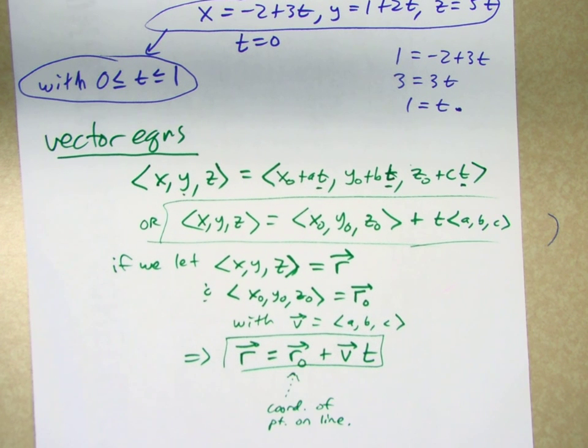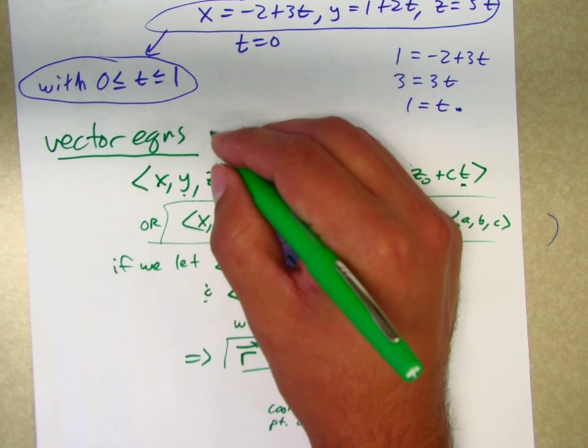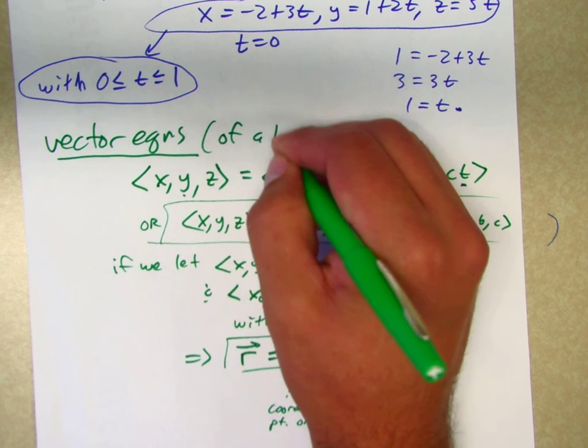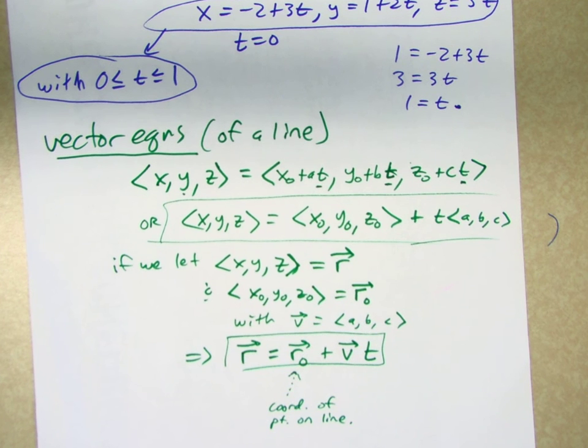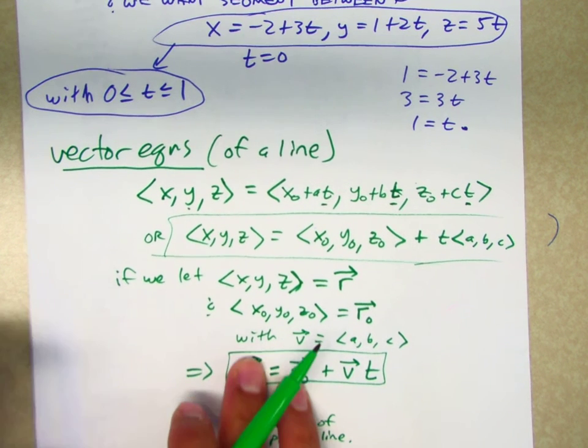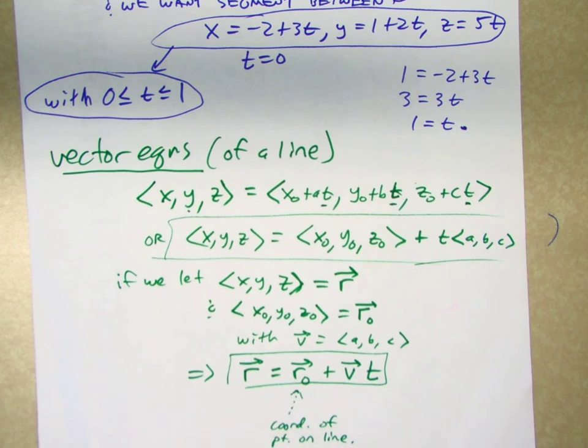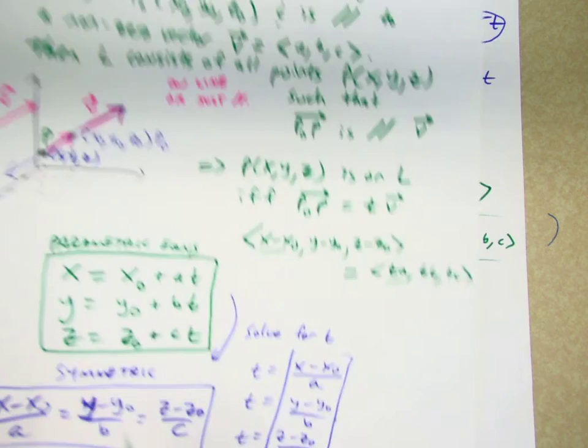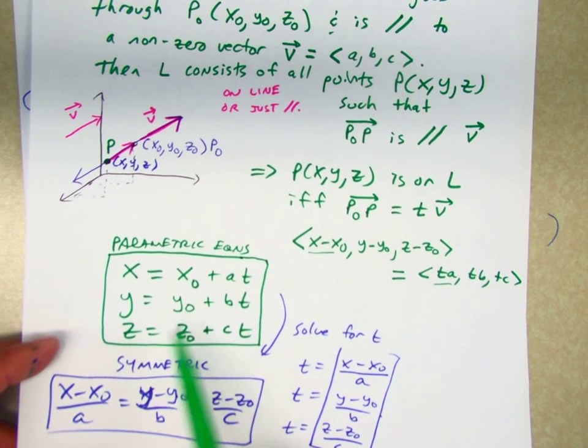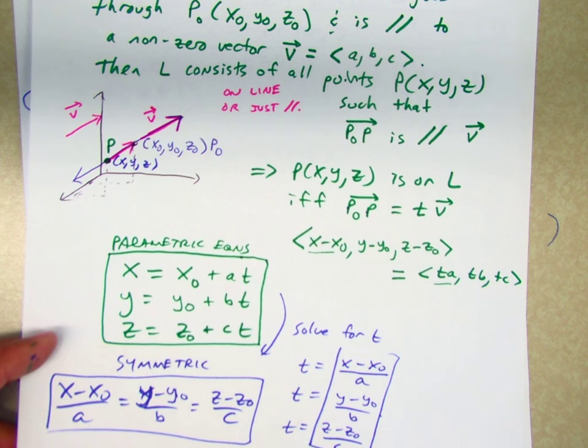Yes? What is this equation again? This is just the vector equation of a line. It's a different way. We've talked about three ways to represent lines today: parametrically, symmetrically, and now we have a vector way of doing it. It all comes from this. They're all just variations of the very beginning, which is just the three parametric equations.